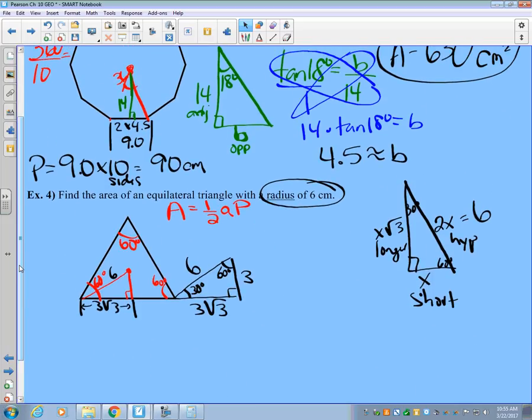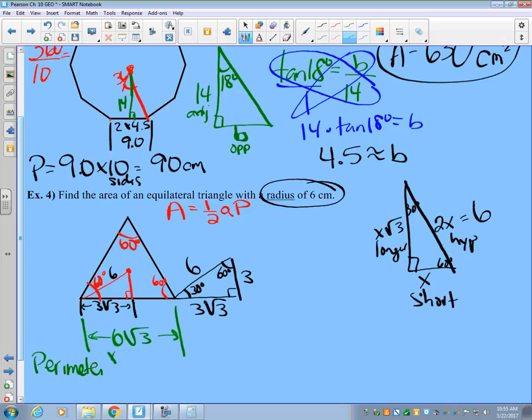Okay, we need the perimeter. So this is only half of our side length. What do we get when we double 3 root 3? We get 6 root 3s. How many sides does the triangle have? 3. So we need to multiply this by 3 to find the perimeter. 6 times 3 is 18. So the perimeter is 18 root 3.